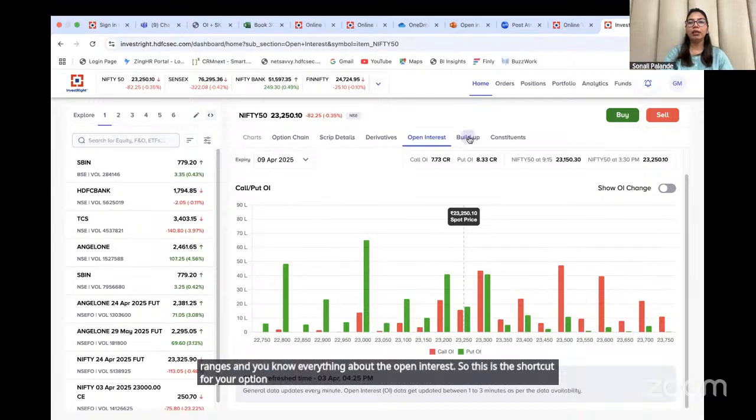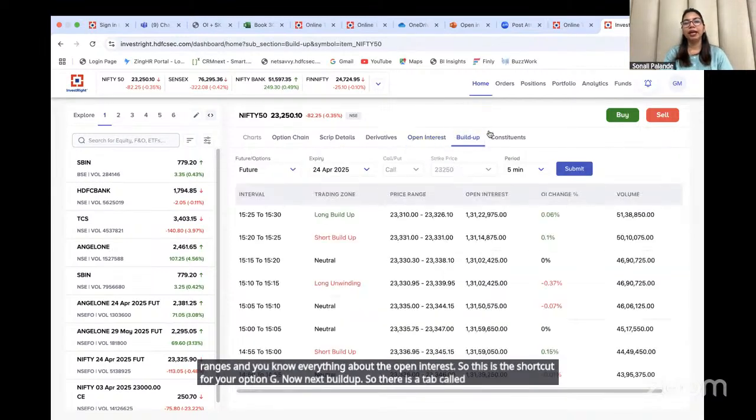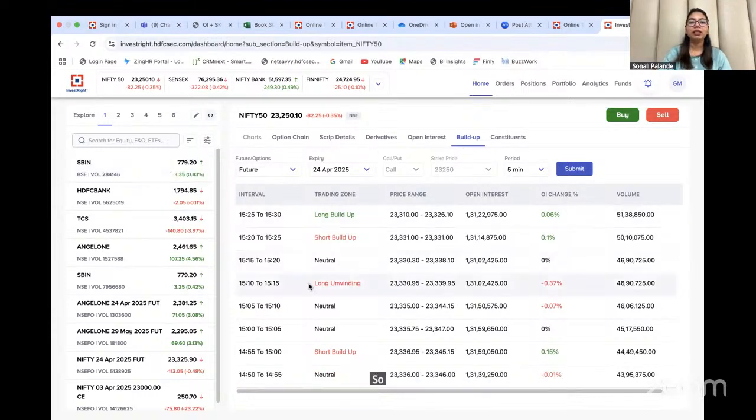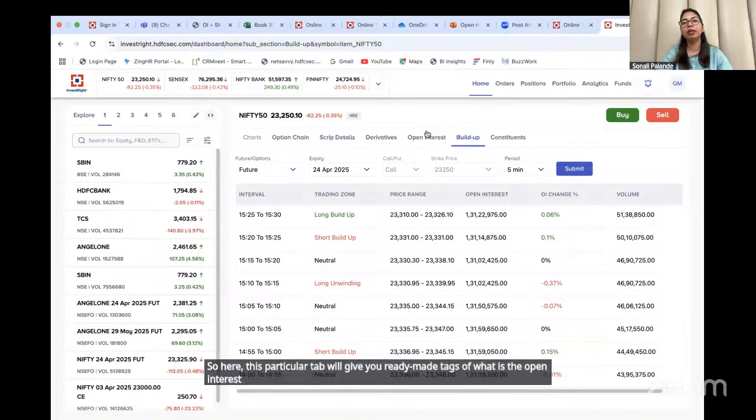Now next, build up. There is a dedicated tab for the build up. As we saw, we have to compare two things. One is price and the second one is open interest. Now comparing those two things can be a lot of manual work, right? So this particular tab will give you ready-made tags of what the open interest build up is, if it is long build up, or short build up, long unwinding, or short covering, whatever it is, it will show you all.